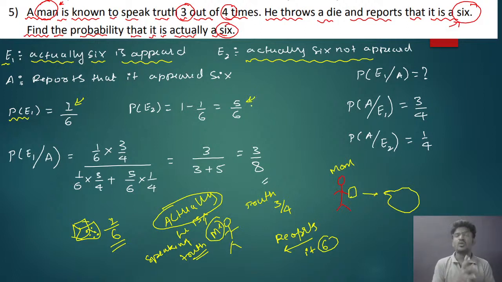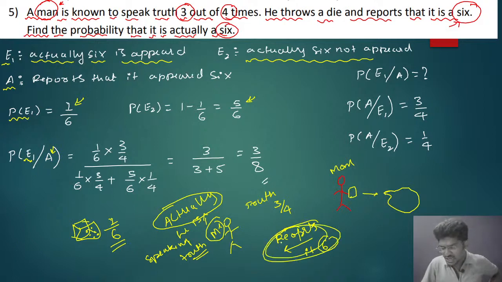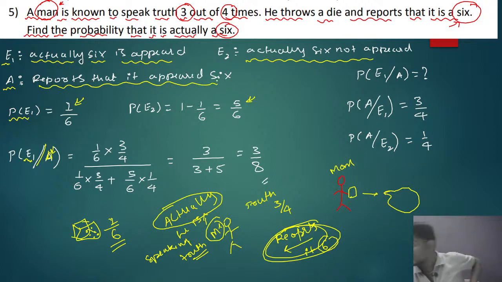Okay, so now what is my other thing? He reports that 6 appeared. I will take it as event A. He reports that 6 appeared, that I will take as A. Now here what I have to calculate is the probability that 6 actually appeared and he reported the truth. Already he has reported to me, that is A. What is A? He reports that it is 6. Next, what is E1? Actually it is 6. Are you getting my point?